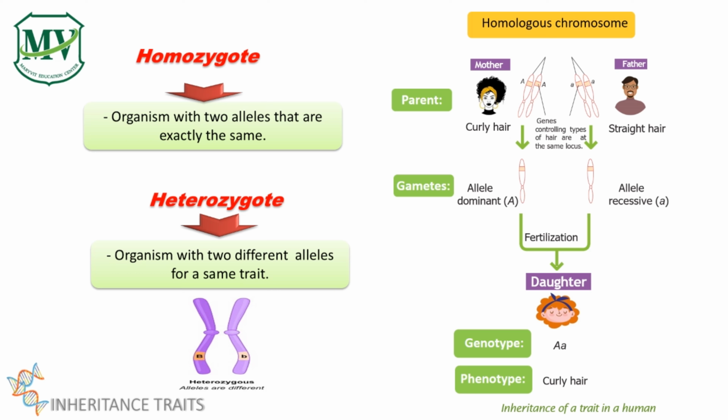In addition, an organism that possesses two alleles that are the same is what we call a homozygote, while on the other hand, a heterozygote is an organism that possesses two different alleles for the same trait.